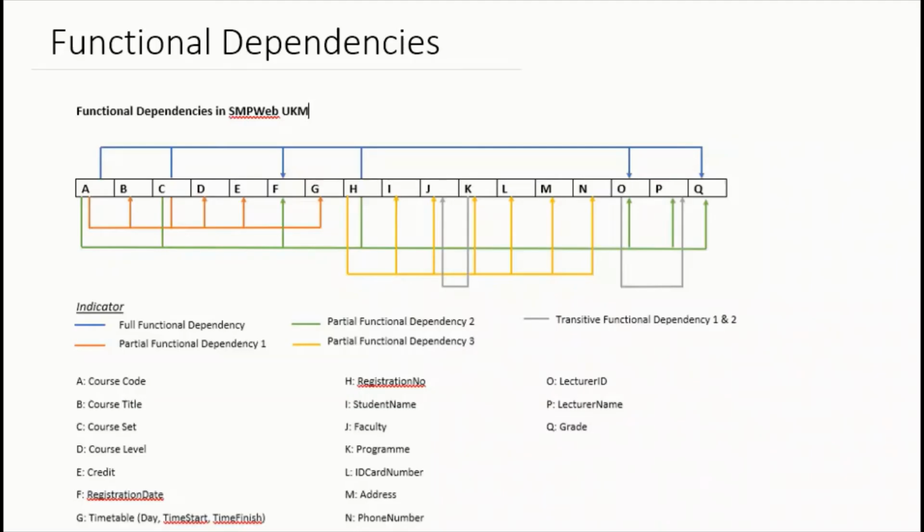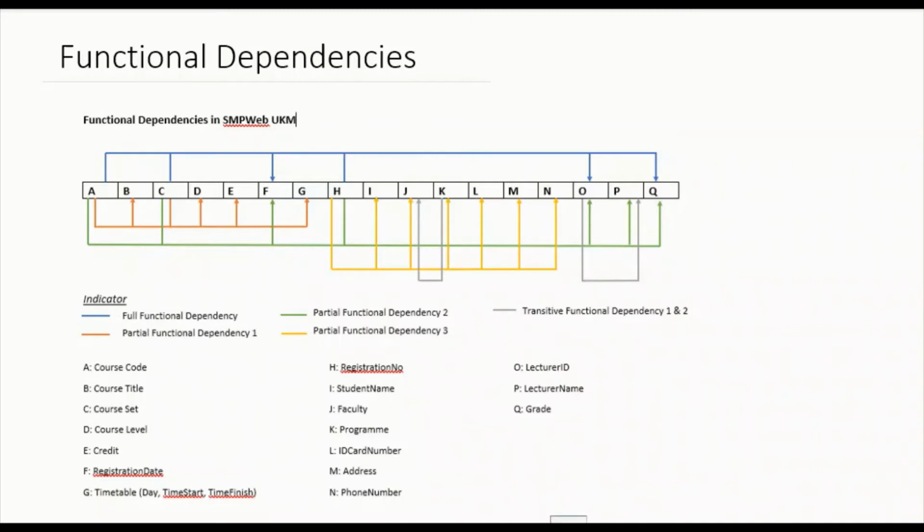We have 3 types of functional dependencies in SMPWeb UKM. The first is full functional dependency, second partial functional dependency, and last transitive functional dependency. So first, the full functional dependency in SMPWeb UKM can be represented by this blue line, where the course code with the course set and the registration number of a student can determine the registration date of a course, the lecturer ID, and the grade.